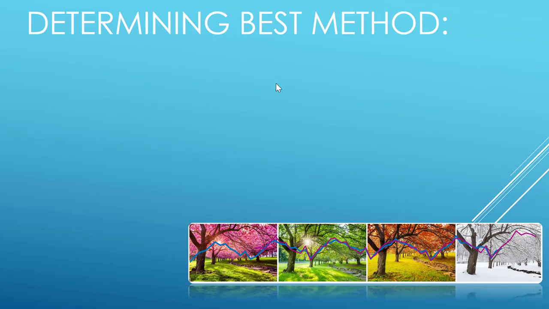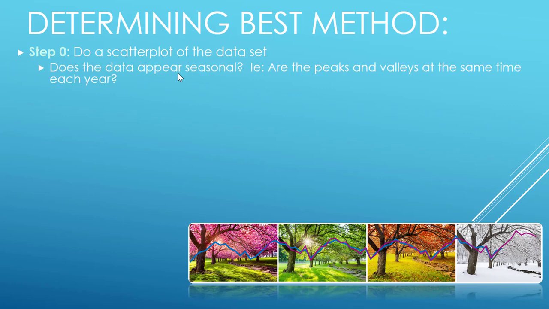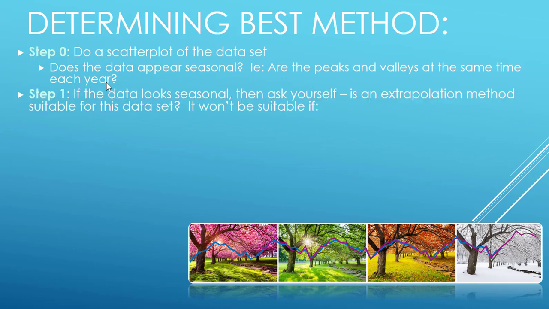Good. Now, let's wrap up this video lecture series by talking about how to determine which method is best on seasonal data. The very first thing you should always do before you ever do any forecasting methods is do a scatter plot of your data set. Does the data appear to be seasonal? Are there peaks and valleys that happen at the same time each year? If there are, then you most likely have seasonal data.